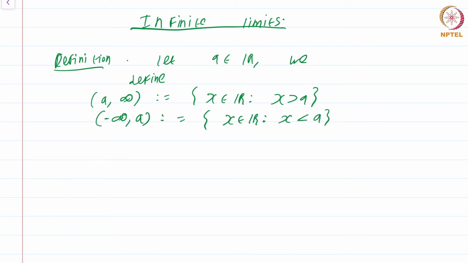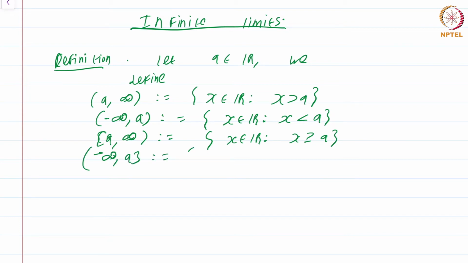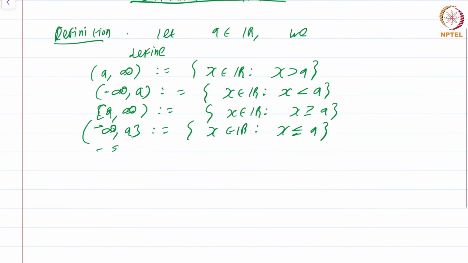Then we define the closed interval [a, infinity) to be the set of x in R such that x is greater than or equal to a. Then (minus infinity, a] is just the set of x in R such that x is less than or equal to a. And finally, (minus infinity, infinity) is just R. Now we are just defining various intervals that have the symbols infinity and minus infinity.